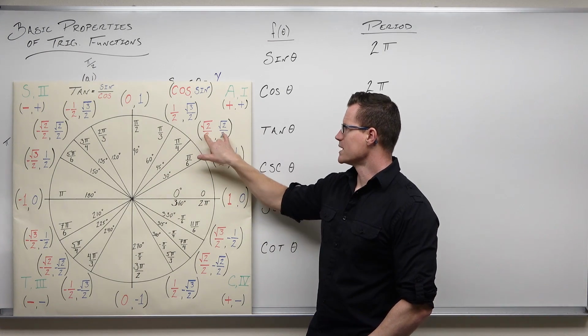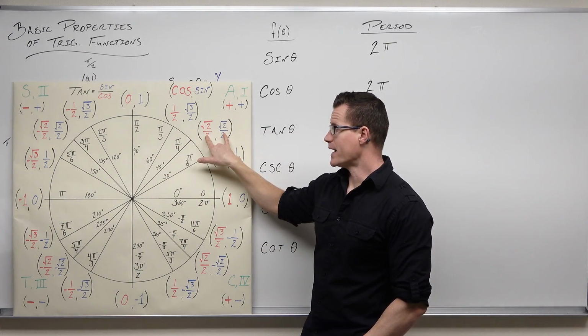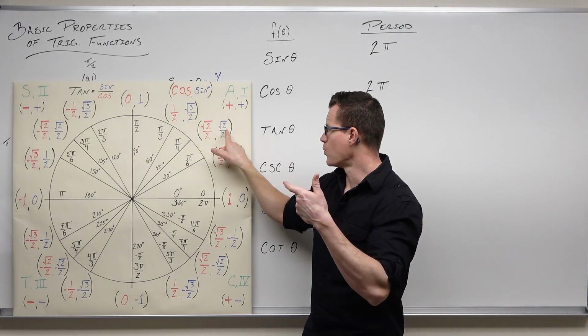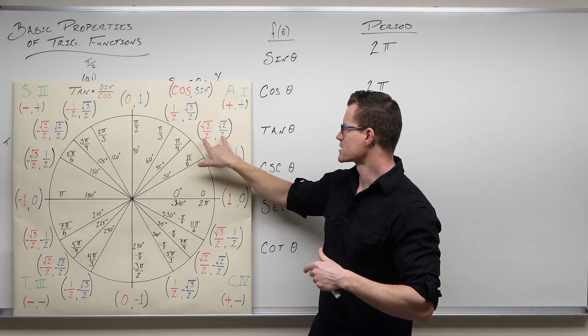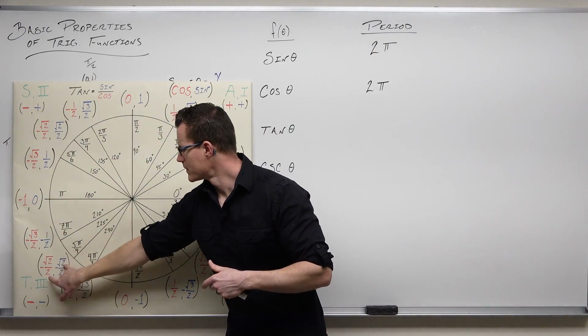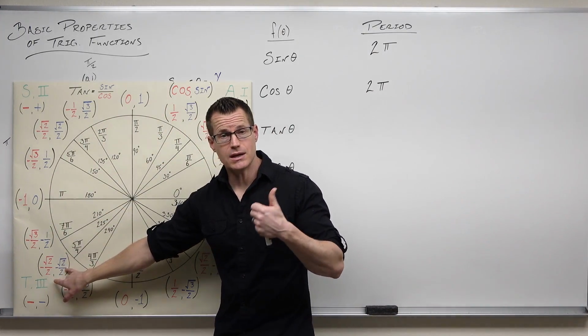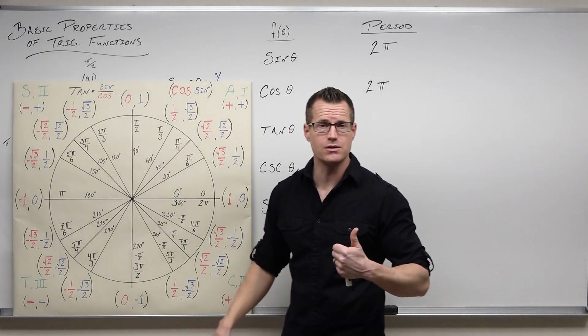So check it out. On pi over 4, we get square root of 2 over 2, divided by square root of 2 over 2. That's what tangent would be. Tangent is y divided by x. We can see that right here, sine over cosine, or y divided by x. So that's going to give us 1. But right here, we also get 1. Negative square root of 2 over 2 divided by negative square root of 2 over 2 gives us positive 1.